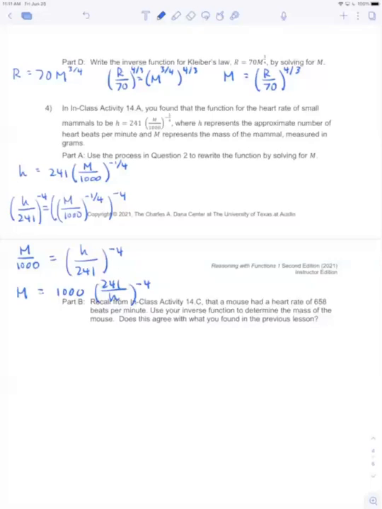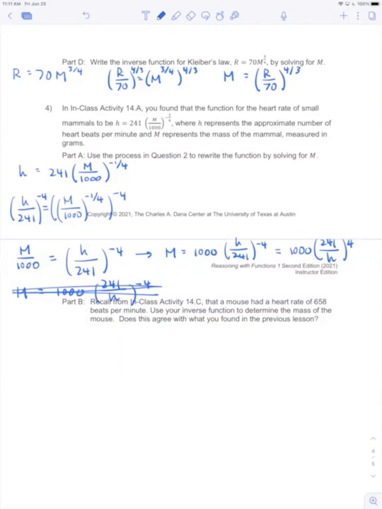Oh, look what I did. I switched this. I did 2 steps in my head here. Let's cross that out. I'm going to go this way here. We're going to end up with m equals 1,000, and then we have H over 241 to the negative 4. And to get rid of the negative exponent, we could always write this as 1,000 and then put the 241 in the numerator, H in the denominator, and then we have positive 4 instead of negative 4. Sorry about that.